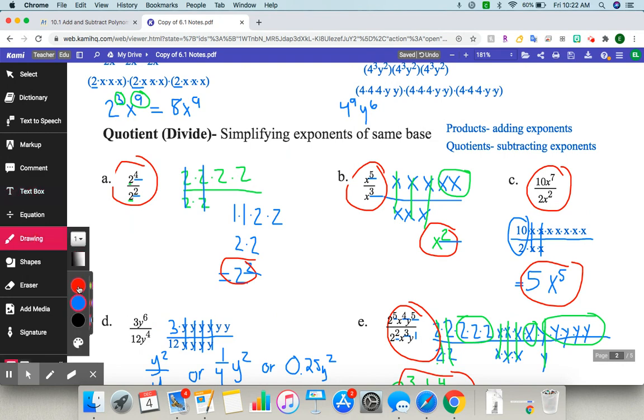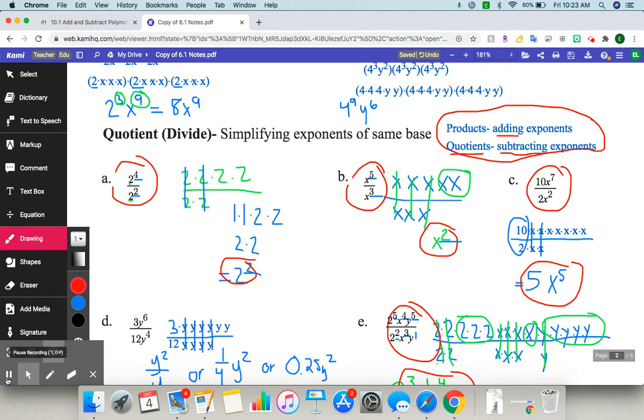And this is actually directly related to the products that we looked at above. We said when we're multiplying like bases, we add the exponents. So now if we're dividing like bases, we're doing the opposite, since dividing is the opposite of multiplying. So instead of adding the exponents, we are now subtracting.